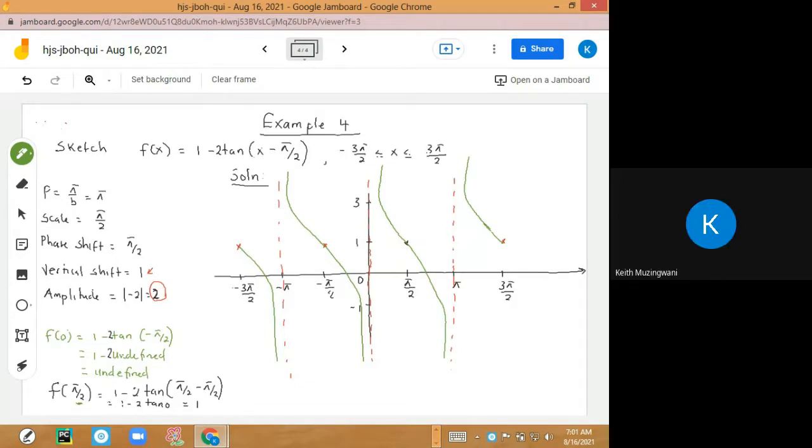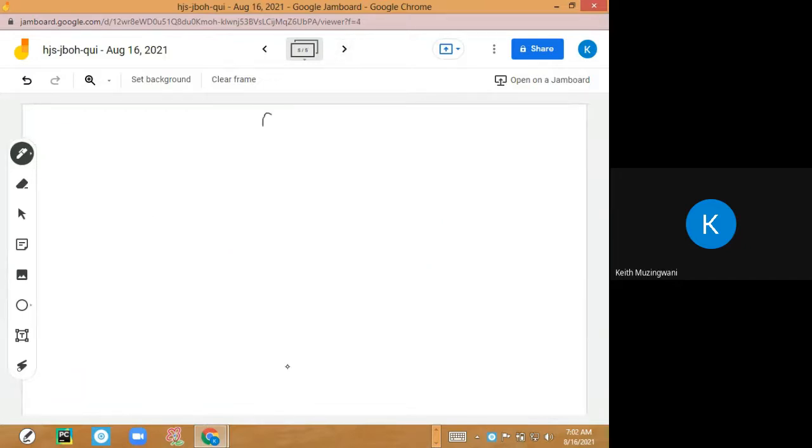Okay? So let's see how we apply this information to a cot graph. We call it example 5. Sorry, excuse me, sir. Can you go back to the previous slide?